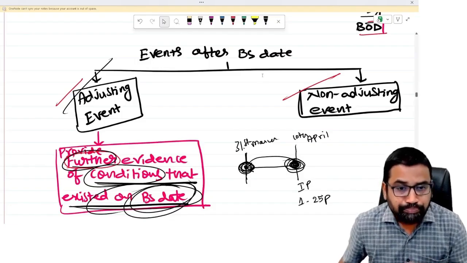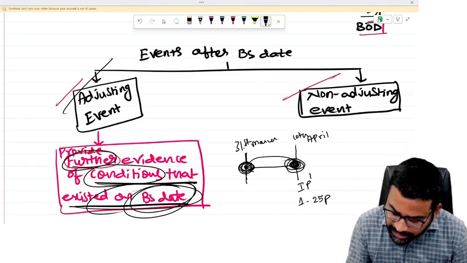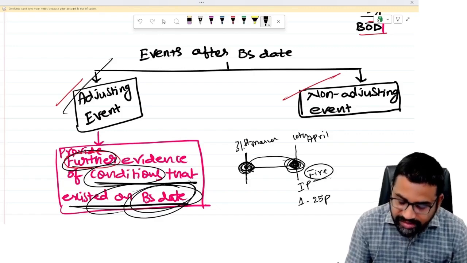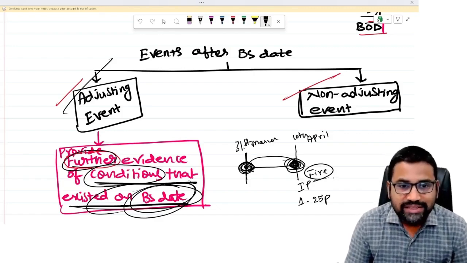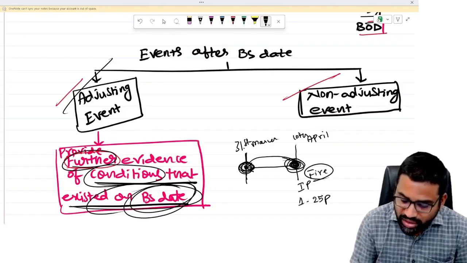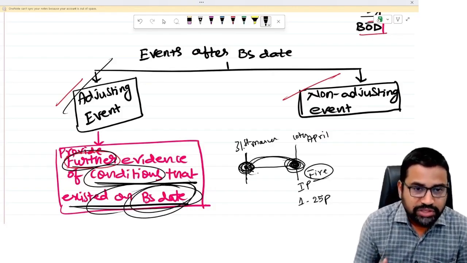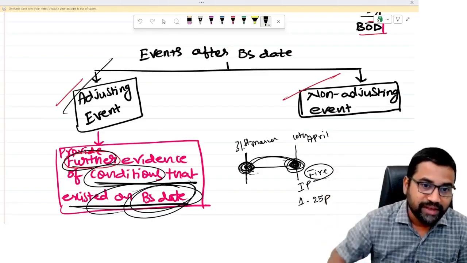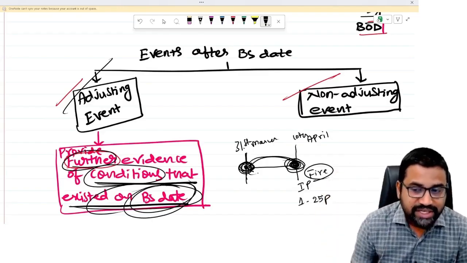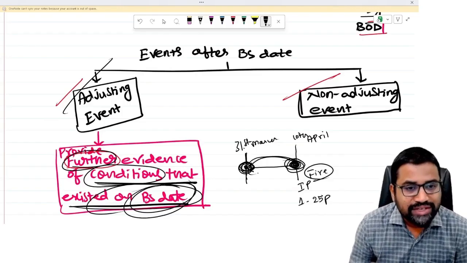For example, a fire happened on 10th April. Tell me, a fire happened in our factory. Is it an adjusting or non-adjusting event? Non-adjusting event. Because it does not have any conditions that existed on the balance sheet date. On 31st March, can you say definitely that on 10th April a fire will come? Is there any situation existing on the balance sheet date? No. Therefore, it's a non-adjusting event.